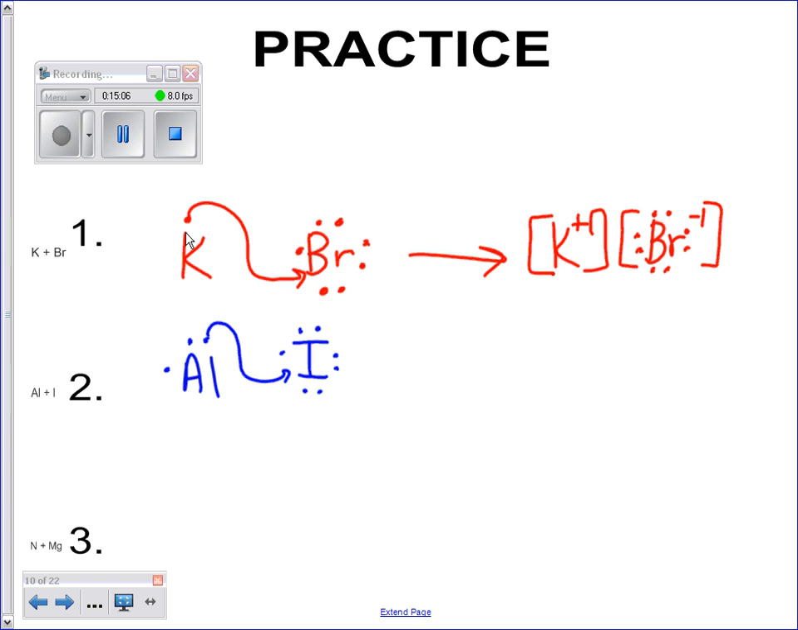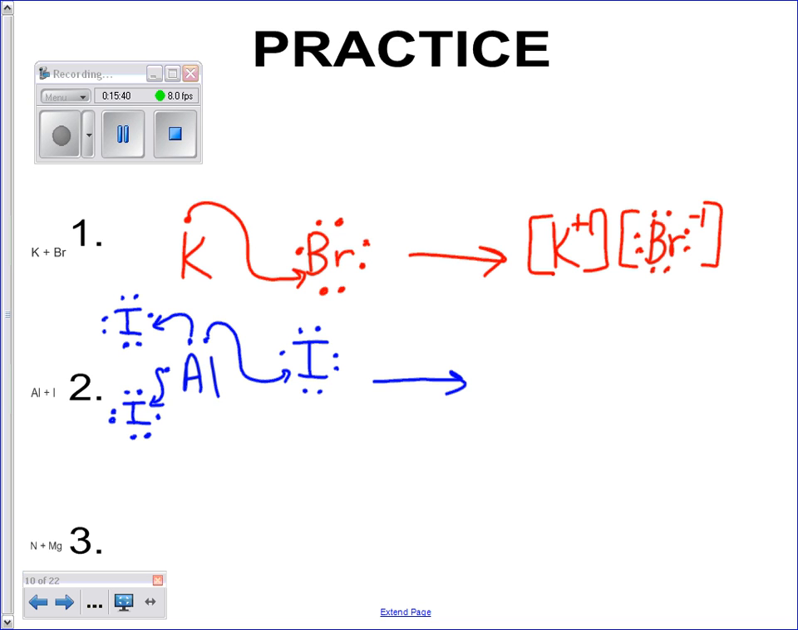So another iodine with 7 valence electrons comes up, and aluminum's going to transfer another electron over. So now I have 2 iodine ions that are completely happy. Aluminum still has 1 electron to get rid of, so another iodine is going to come up and take that last electron. So now all 4 are ions and they have fulfilled their octet.